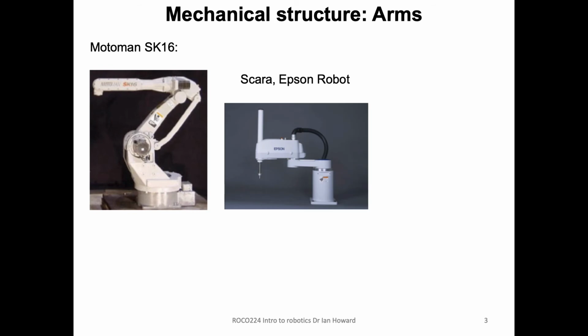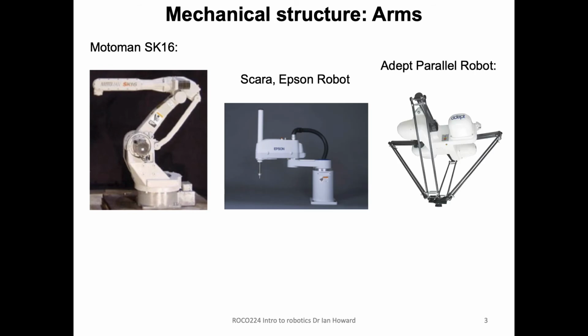So there's many different structures of arms. For example, I'm just showing you three here. Here's a Revolute arm, which is a very common design. The Scara design, which is very good for pick and place. And also this parallel delta kind of robot design, which is actually very good for very high speed operation. There's lots of different designs out there for different kinds of arms.